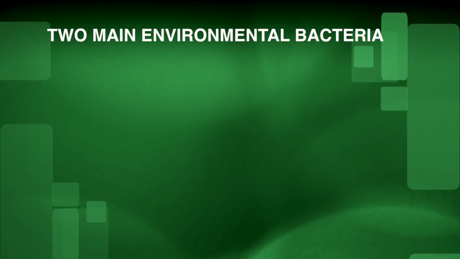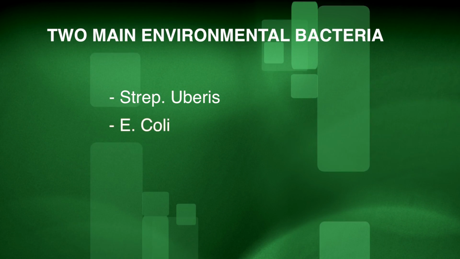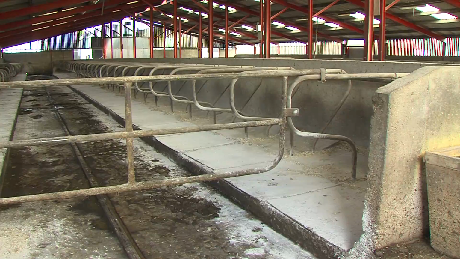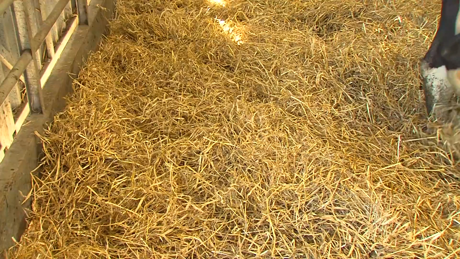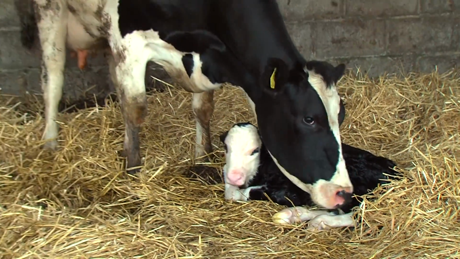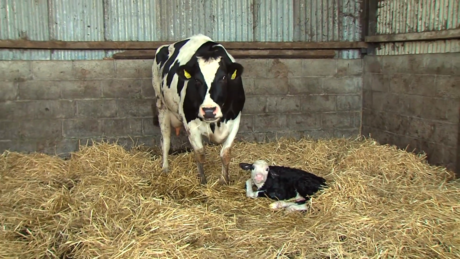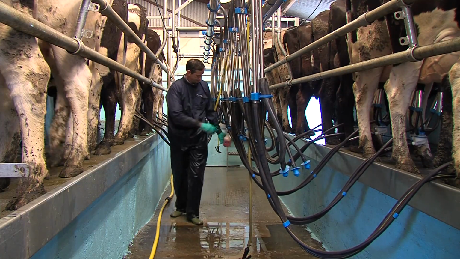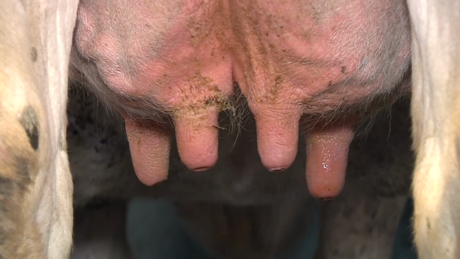The main types of environmental bacteria include Strep uberis and E. coli. Environmental mastitis causing bacteria may be found in cows' bedding, calving pens, manure, soil, etc. The high-risk period is immediately before and right through to the weeks after calving, as cows' natural defences are compromised and therefore susceptible. Prevention is through better management practices and routines, such as 1.